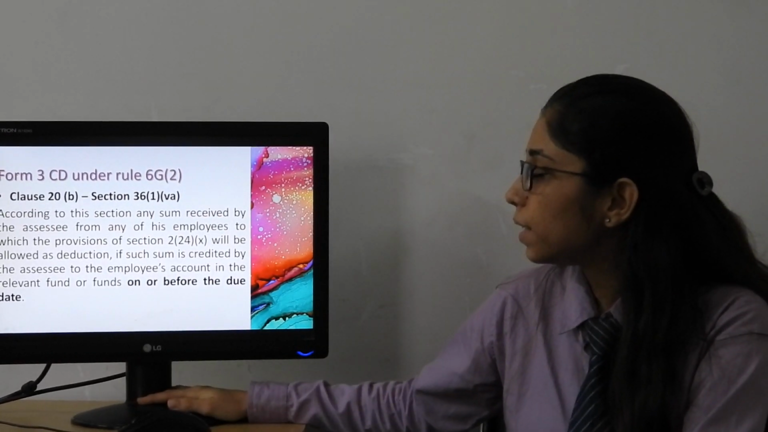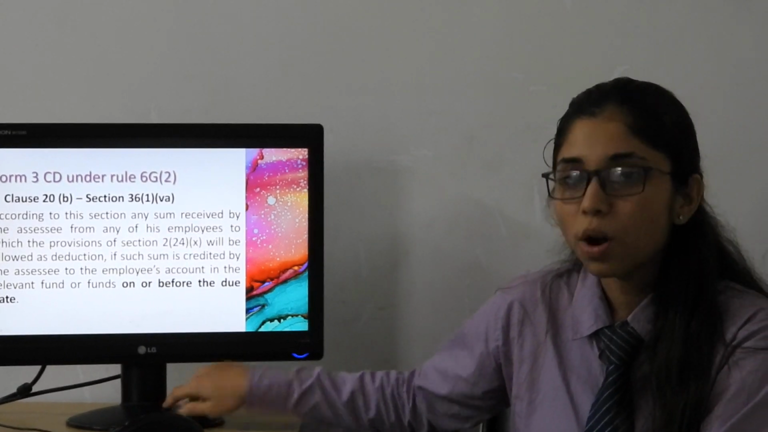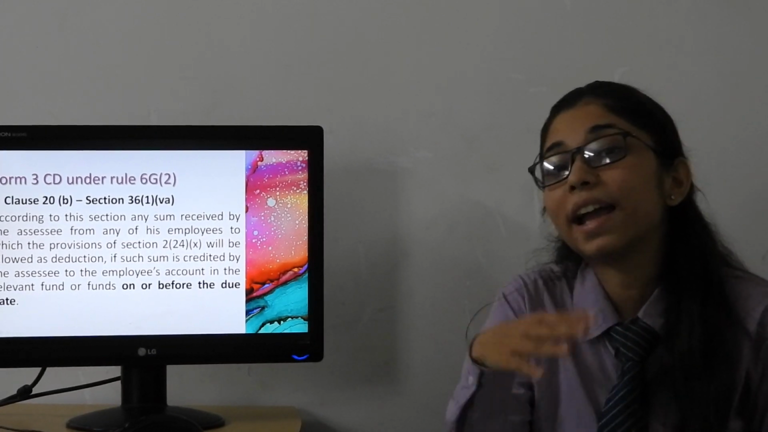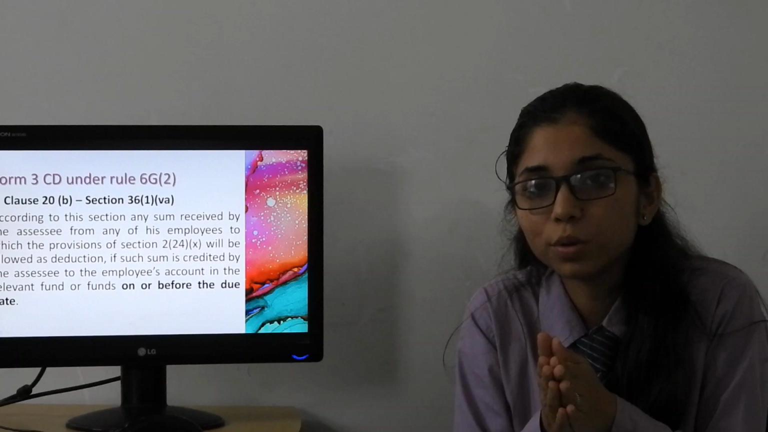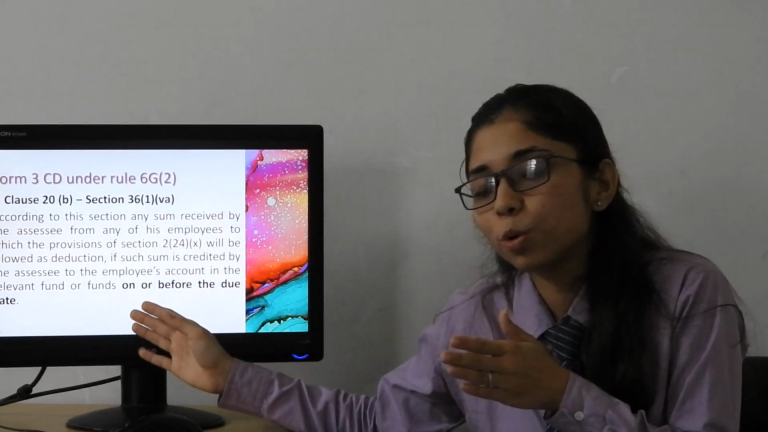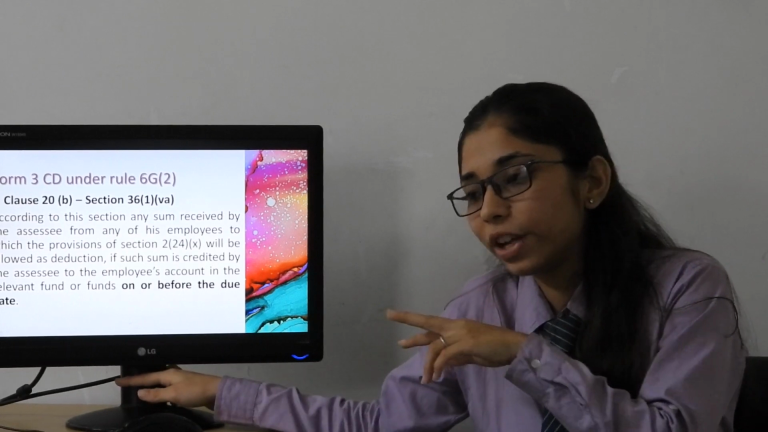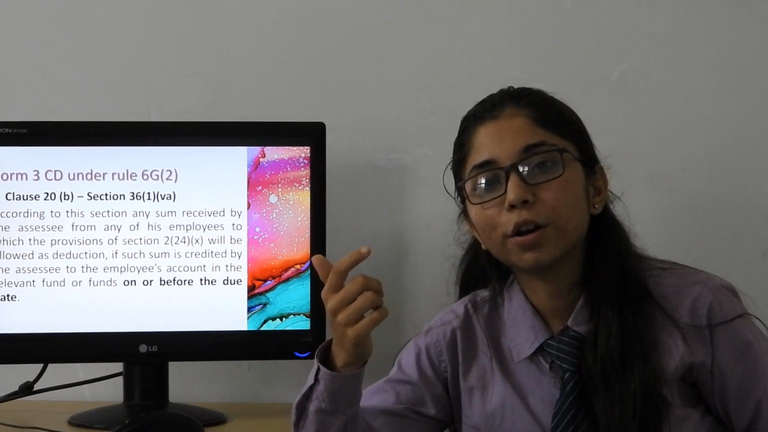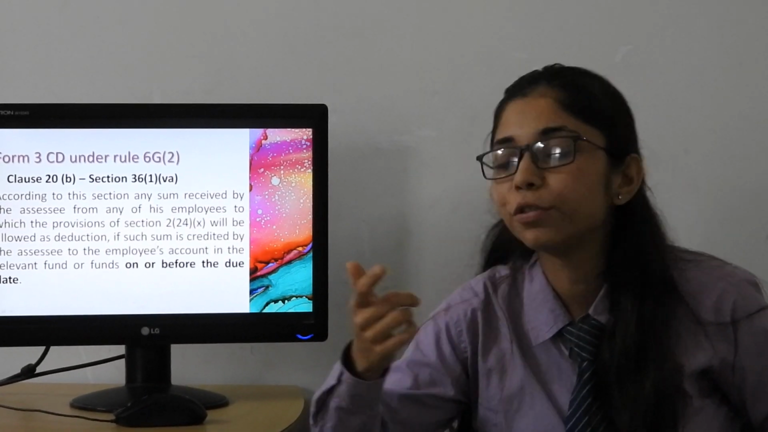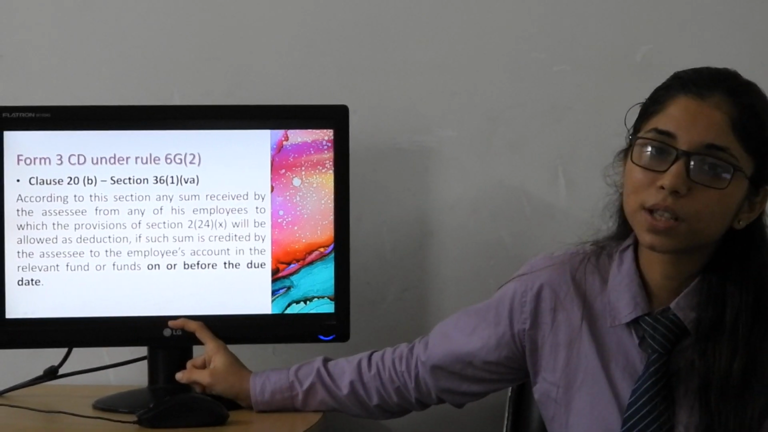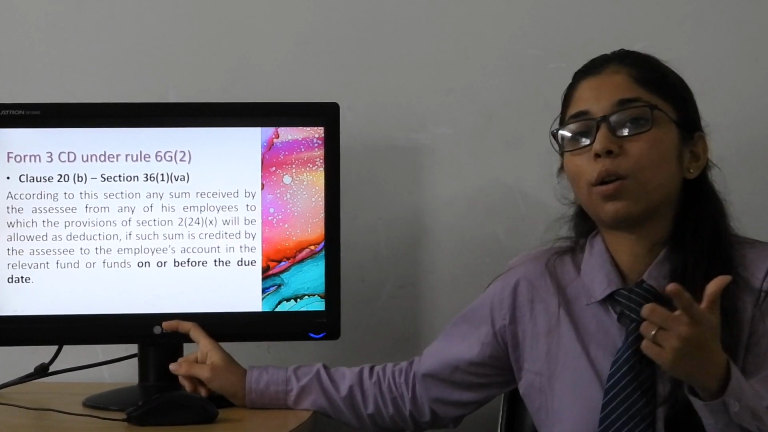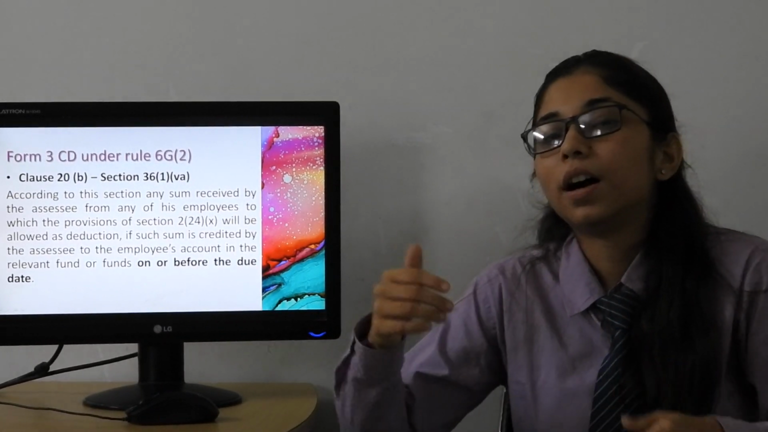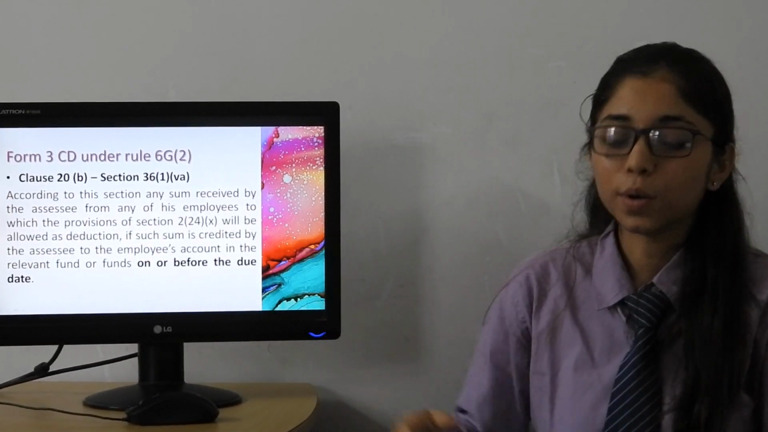Next clause, clause 20B, section 36(1)(5)(a). What does it say? It says that any contribution of an employee towards any fund, you need to pay the amount, or rather this deduction would be available on the payment basis, and the due date for payment of any fund is 15th of the next month, and if you don't pay, you would not be allowed such expenditure. But another clause, if you pay before filing your income tax return, by the due date mentioned under section 139(1), then you will be allowed such expenditure.